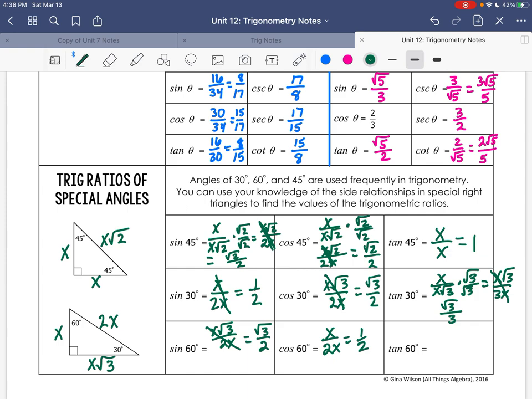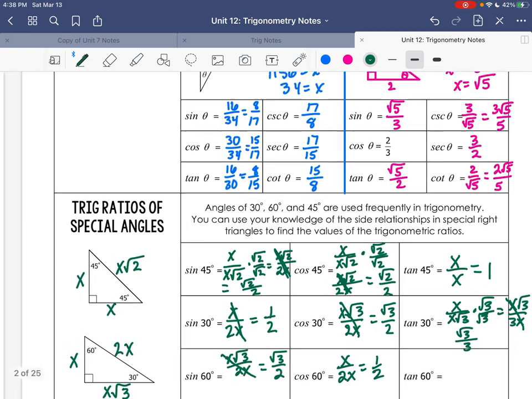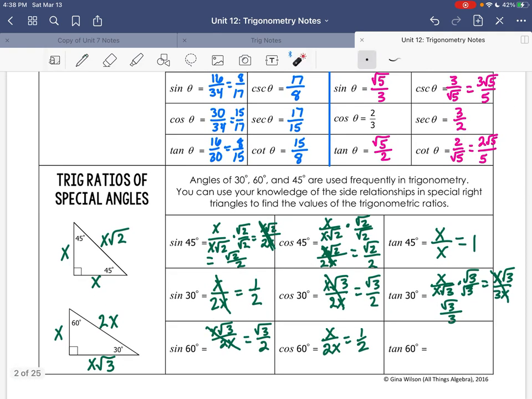So tangent of 60 is now opposite over adjacent. So you have x square root of 3 over x, which means when the x's cancel out, you're just left with the square root of 3. So that one is nice as well. All right, so write these down. Try to remember them because they will help you later.